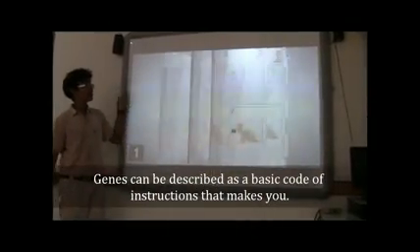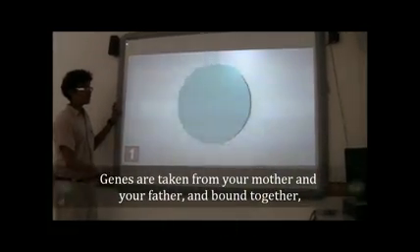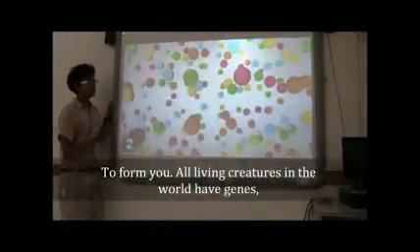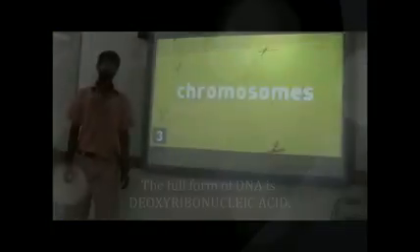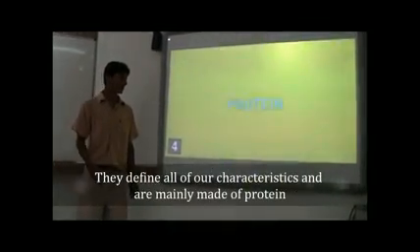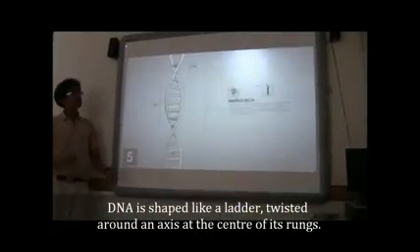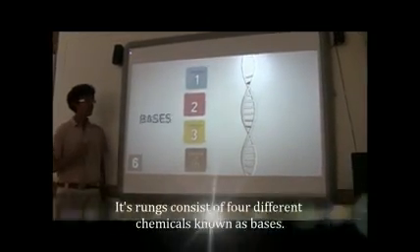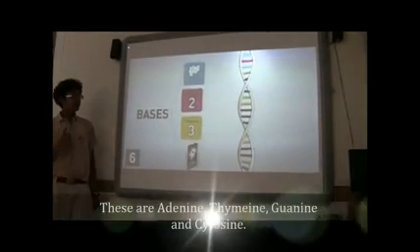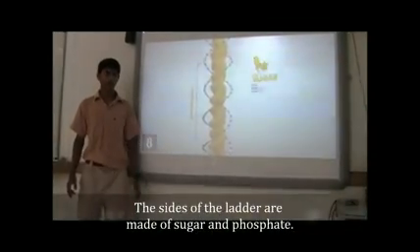Genes can be described as the basic code of instructions that makes you. Genes are taken from your mother and your father and are then bound together to form you. All living creatures in the world have genes, and genes are the functional parts of DNA. DNA is deoxyribonucleic acid. Chromosomes consist of DNA. DNA is shaped like a ladder, twisting around its axis. This is called the double helix DNA, which exists in most evolved animals. Its rungs consist of 4 different chemicals called bases. These are adenine, thymine, guanine, and cytosine. All the rungs of the ladder are composed of sugar and phosphate.